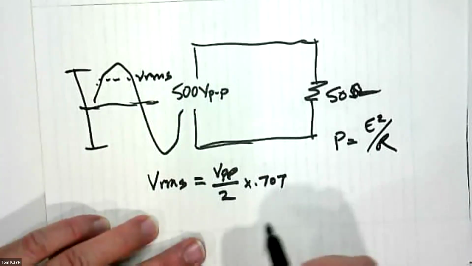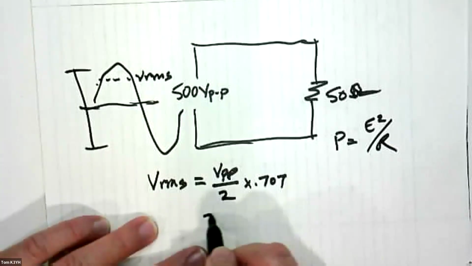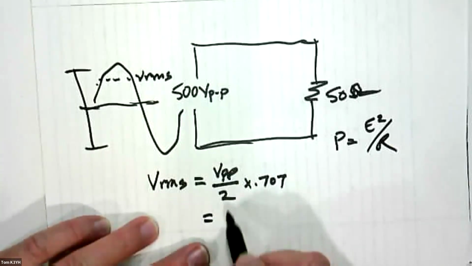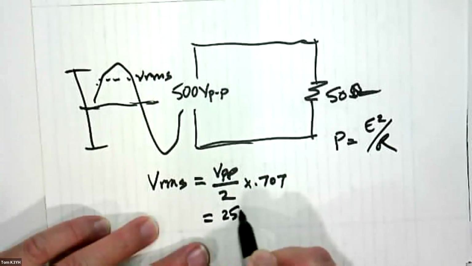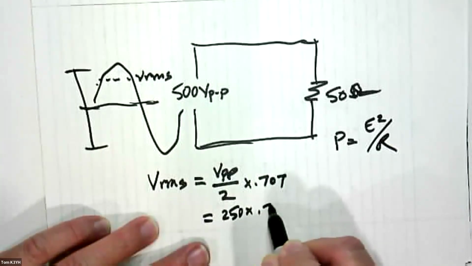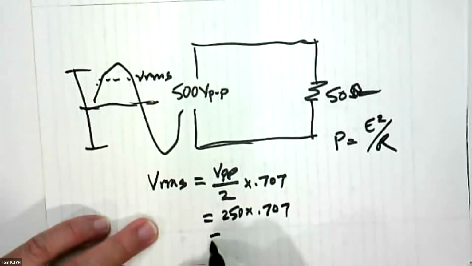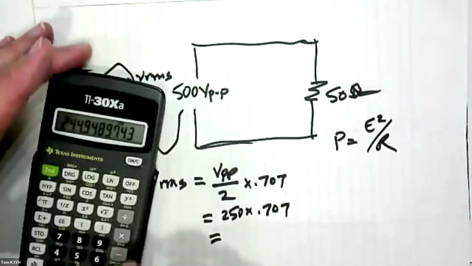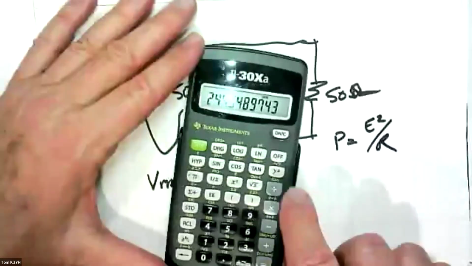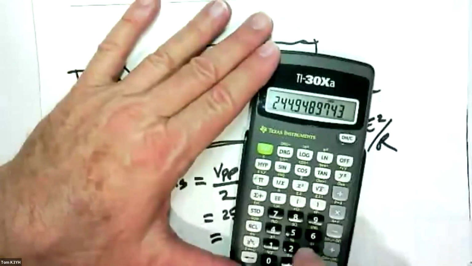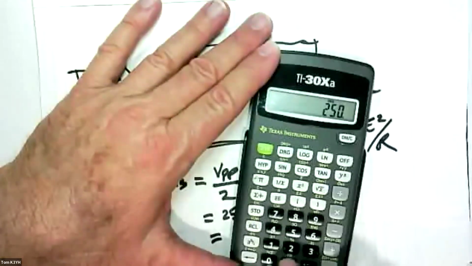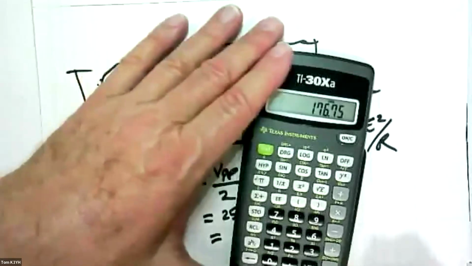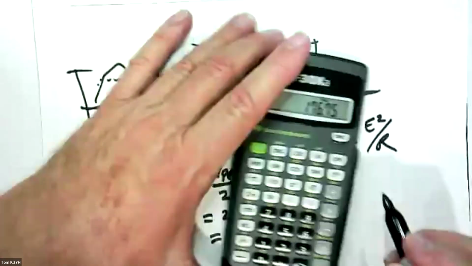Okay. So in this case, the peak to peak is 500. So it'll be 250 times 0.707, which is well, about 200. 250 times 0.707. Oh, it's lower than that. It's 176.75.